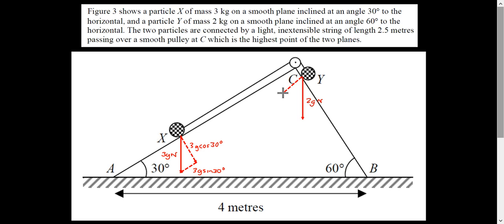So for particle Y, we have our perpendicular component, and we have our parallel component. And very much like particle X, this perpendicular component is given by 2g cos 60. That's our force perpendicular. And our parallel force is going to be 2g sin 60.